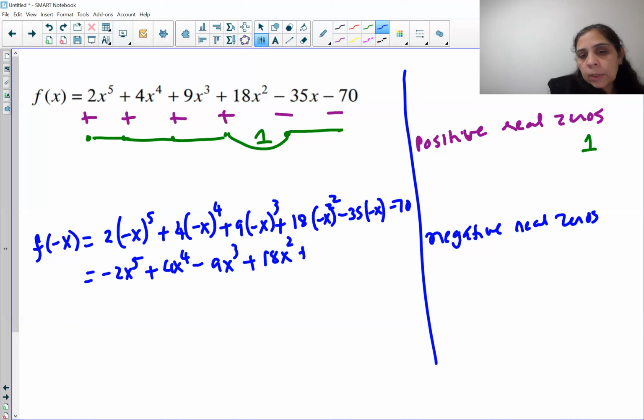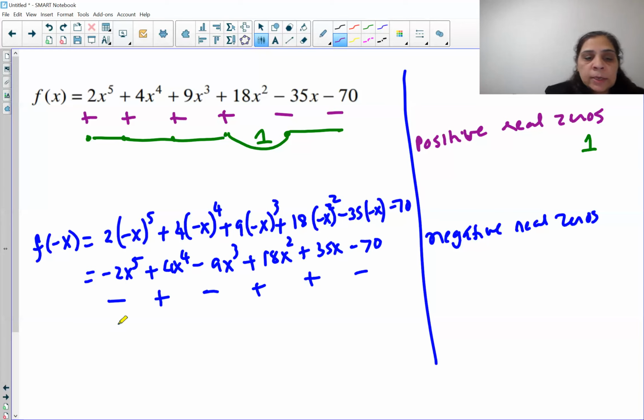That will be positive here, and that is negative. So now we can check. First term we have negative, second term we have positive, negative, positive, positive, and negative. So now we can check again how many times the sign changes.